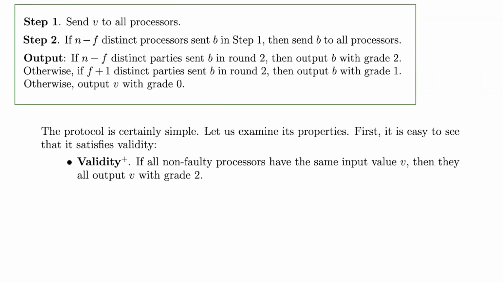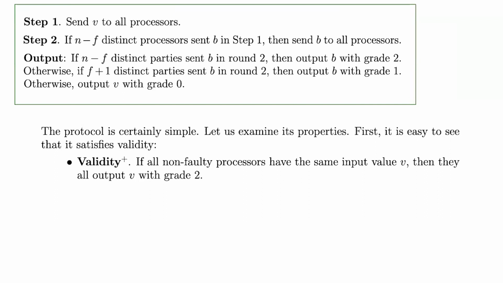Right, that's easy to see, right? Because what will happen is, they all start off with value V, so they all send V to the other processes. That means that in step 2, every processor gets at least n minus f distinct processors sending it that value. So they can send the value again at step 2. Then when they come to output, again, each of them will receive that same value from at least n minus f distinct processors.